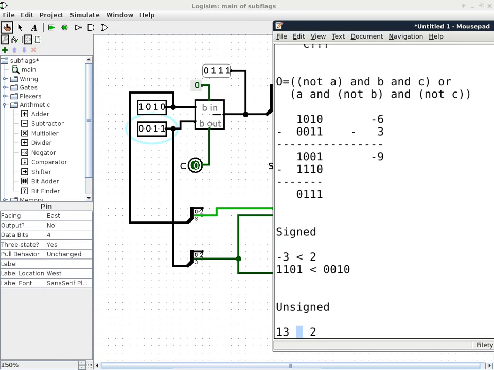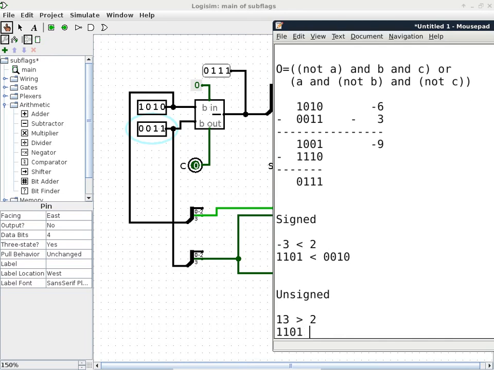If you subtract one from the other, you're not going to get 0. Well, it's not the same, okay? But other than they're not the same, how do they relate in terms of greater than or less than? 13 is greater than 2. Okay, very good. So now we are saying 1, 1, 0, 1 is greater than 0, 0, 1, 0. Because using a 4-bit representation in an unsigned way, 13 is represented as 1, 1, 0, 1.